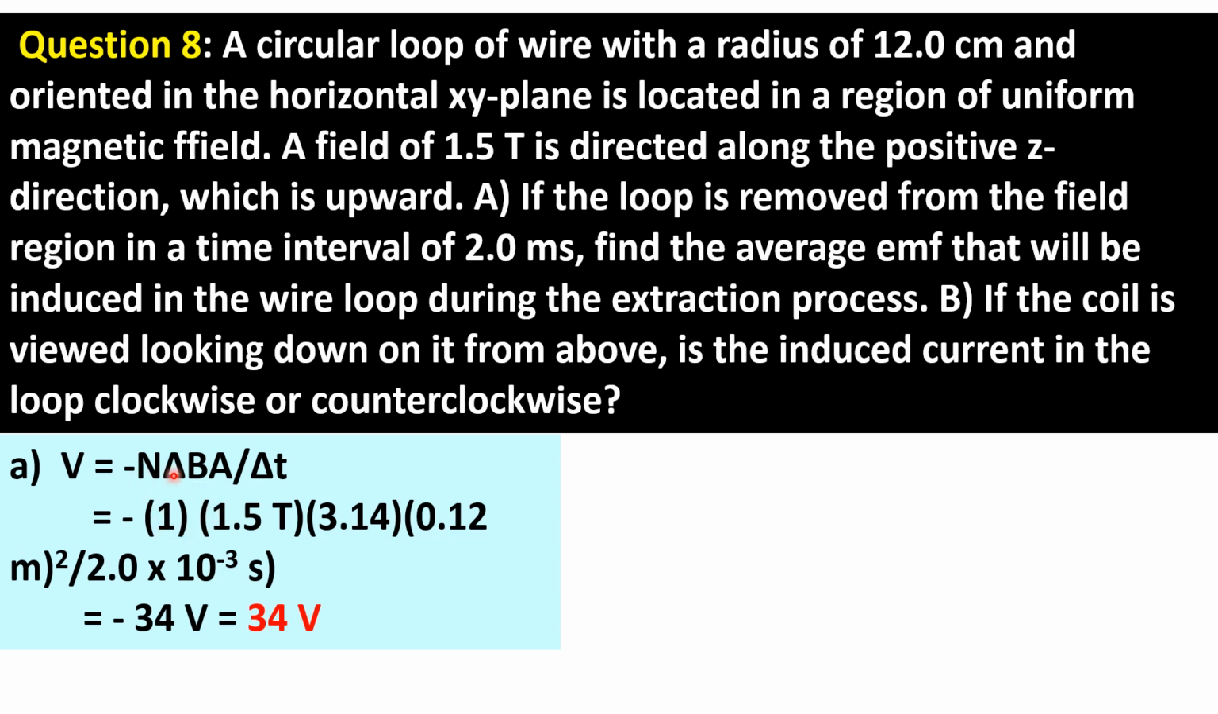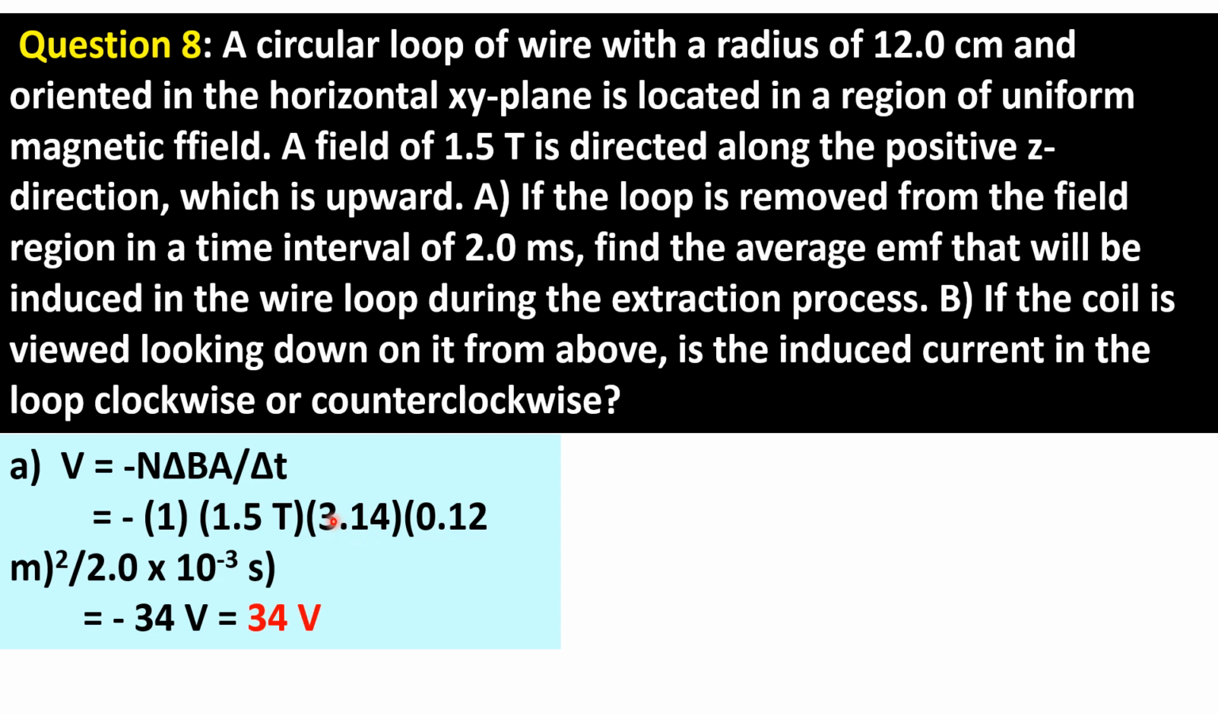So if we substitute now, we are talking only of a single loop, just one loop. Therefore, our capital N is only one. Now, the change in magnetic flux, which is the product of magnetic field and the cross-sectional area, is now shown here. The given magnetic field is 1.5 Tesla, and the cross-sectional area of the loop, which is understood to be a circular loop, is just pi r squared.